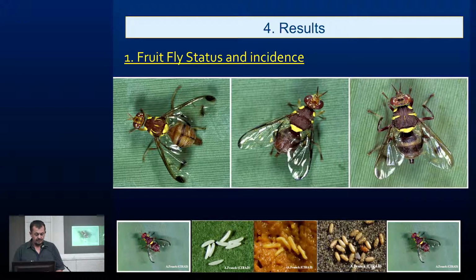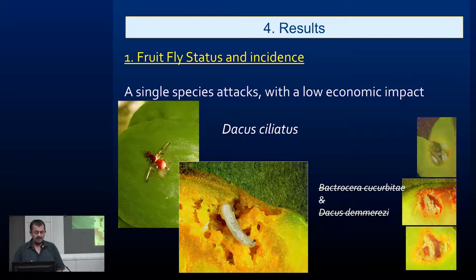Chayote is attacked by 3 species: Bactrocera cucurbitae, Dacus demmerezi, and Dacus ciliatus. And the first result we obtained, as soon as we stopped the insecticide treatments, is that only one species was able to develop inside the chayote fruit, Dacus ciliatus, while the 2 other species, Bactrocera cucurbitae and Dacus demmerezi, cannot develop inside the fruit because of a defense reaction of the fruit.